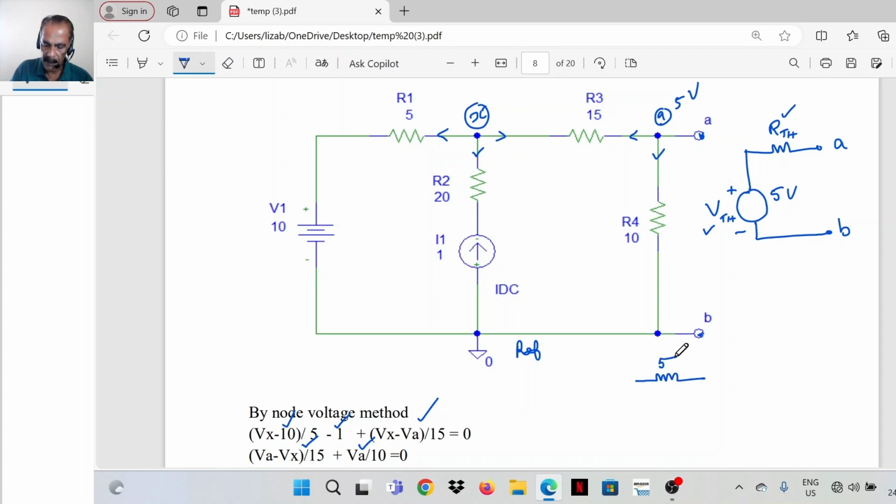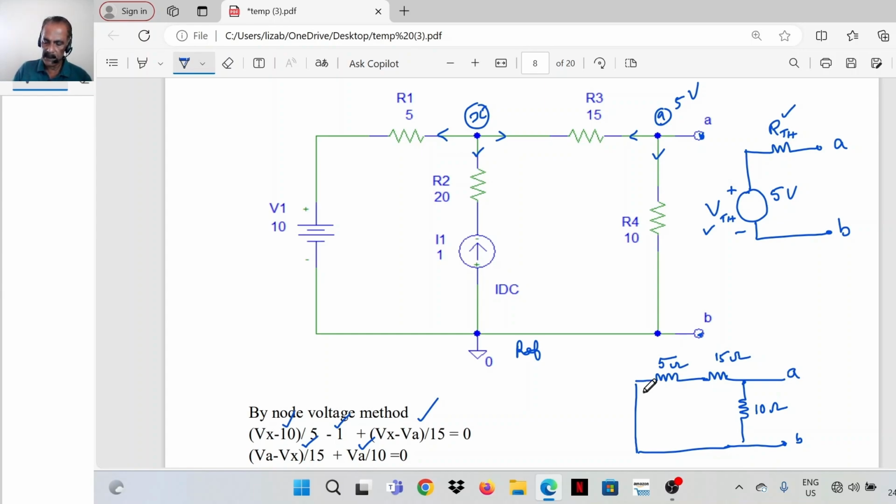This is R1, 5 ohm. The voltage source is replaced with a short circuit. This branch is open, since the current source is to be replaced with an open circuit. So this branch is open. Here it is 15 ohm. Then between A and reference it is 10 ohm. So this is the network. This is 10 ohm. This is 20 ohm.